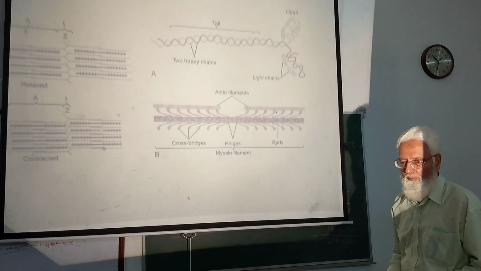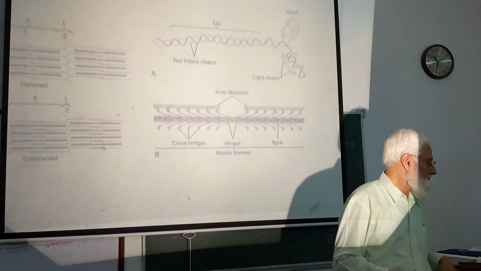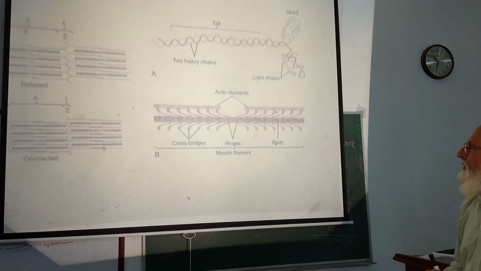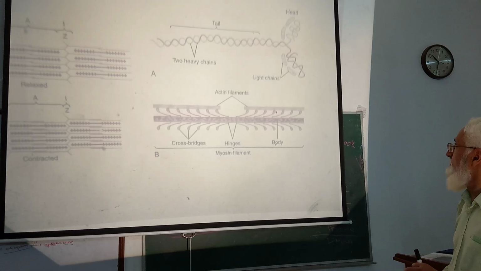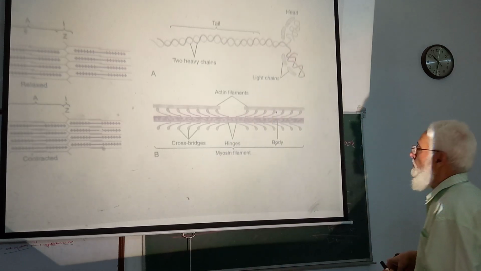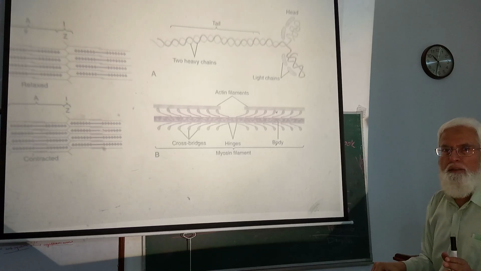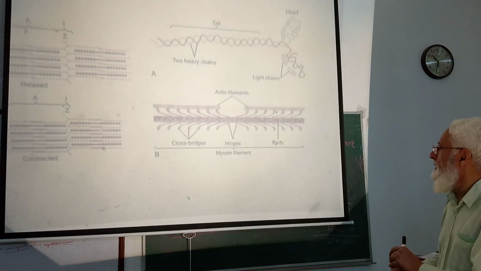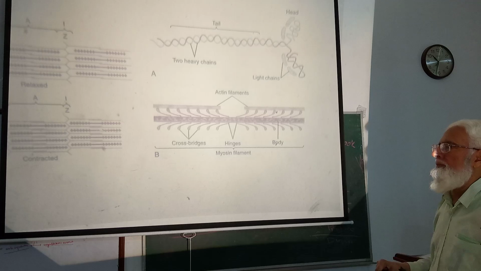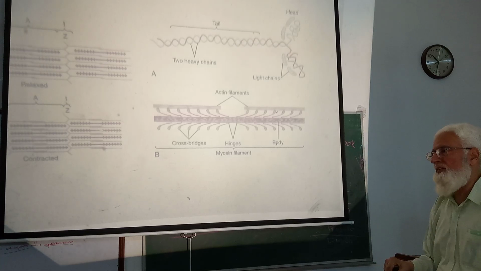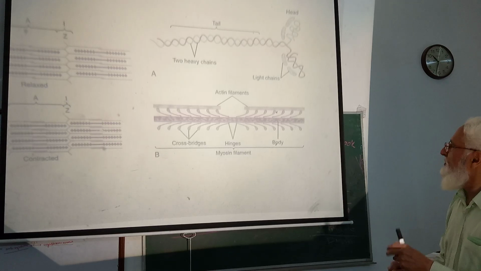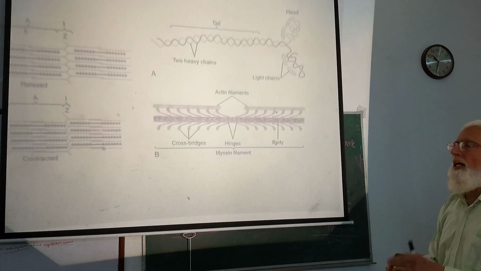In the myosin head, there are two important sites. This is the myosin head. One is the actin binding site, which binds or interacts with the active site on the actin filament. And the second site is the catalytic site.